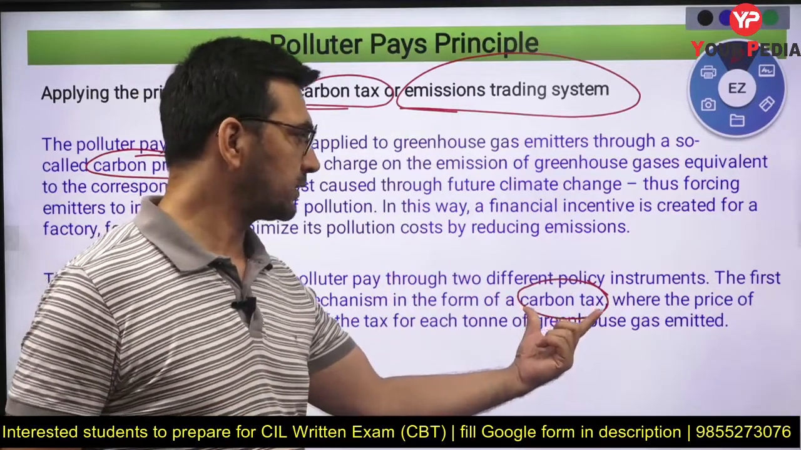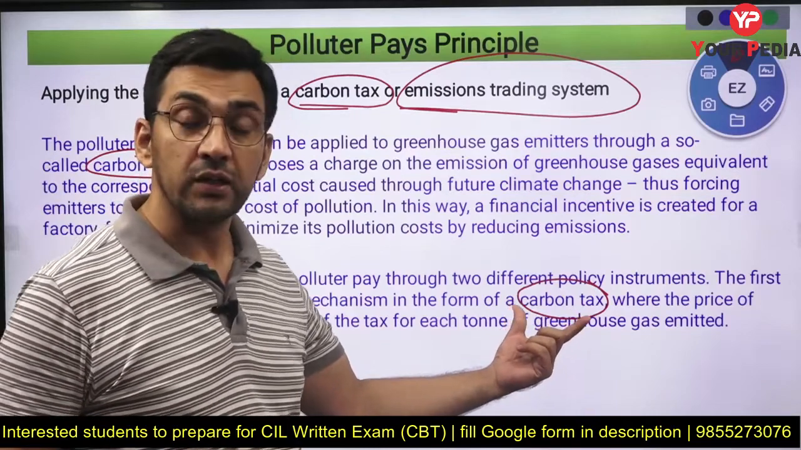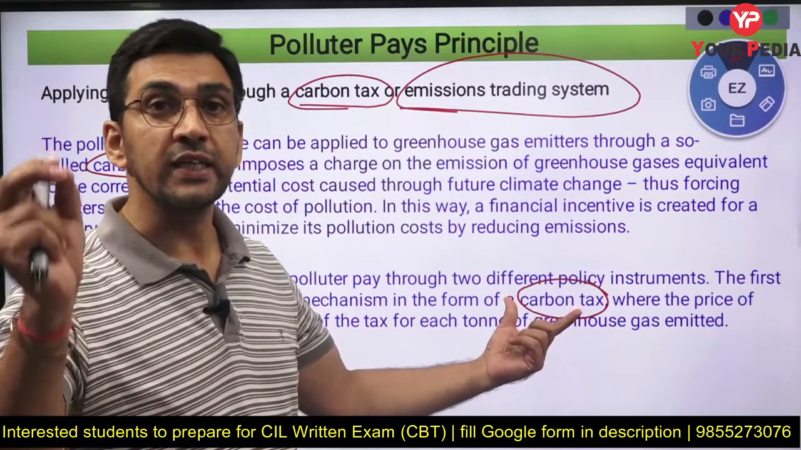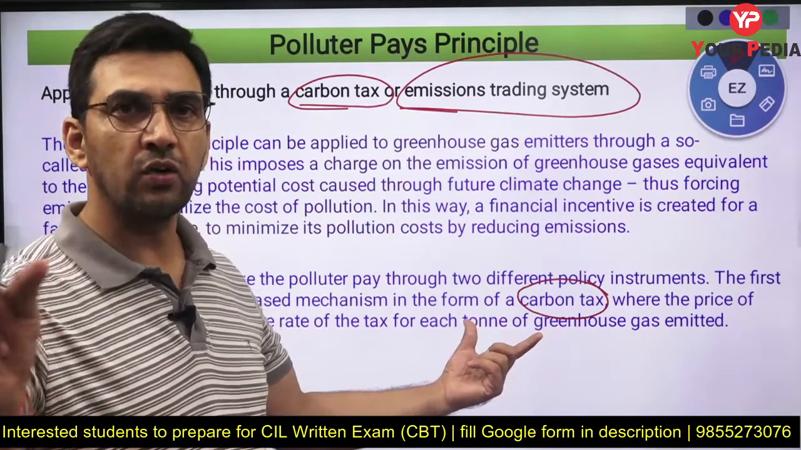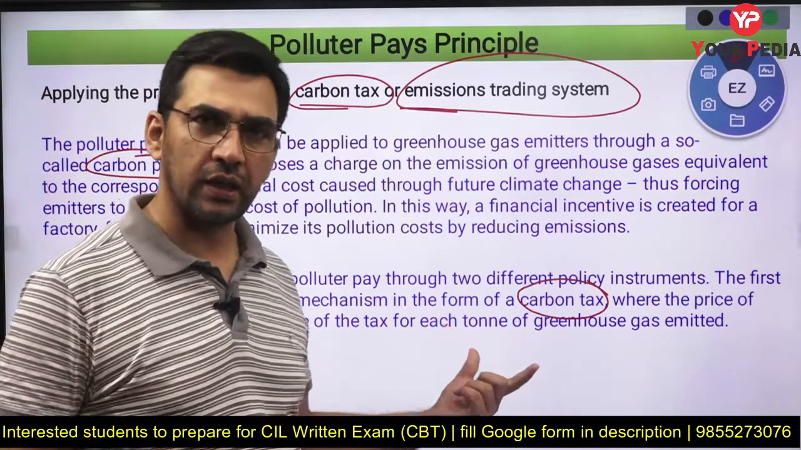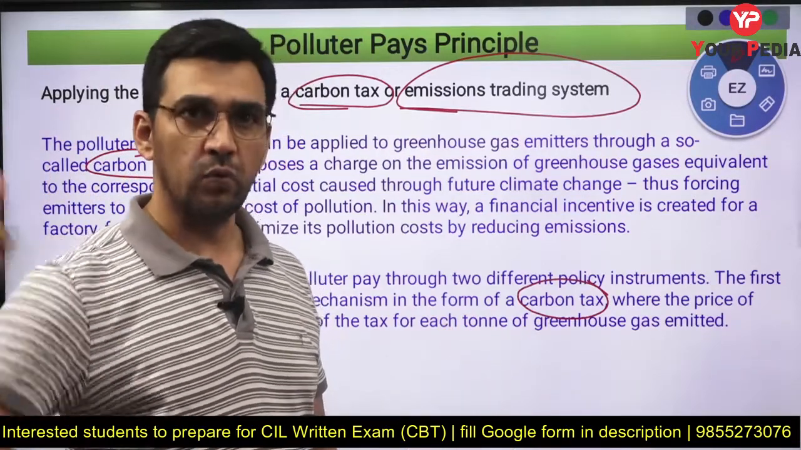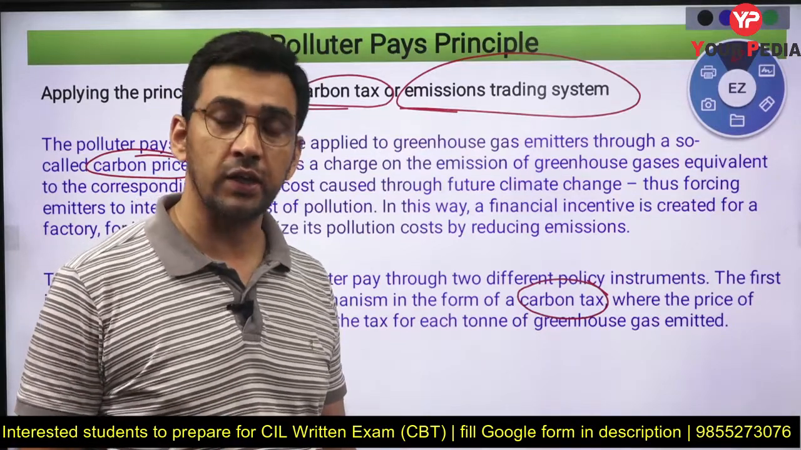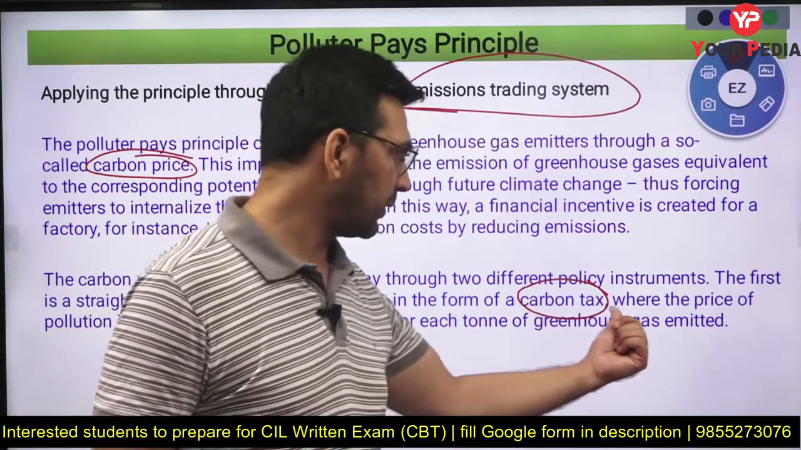One is carbon tax. Just impose the tax on the carbon dioxide, or you can say greenhouse gas, that you are releasing into the environment. So let us say if you are releasing 1 ton of greenhouse gas into the environment, impose the carbon tax on that. Let's say you have to pay this much amount if you release 1 ton of greenhouse gas. As simple as that. This becomes a straightforward way. So one is carbon tax.